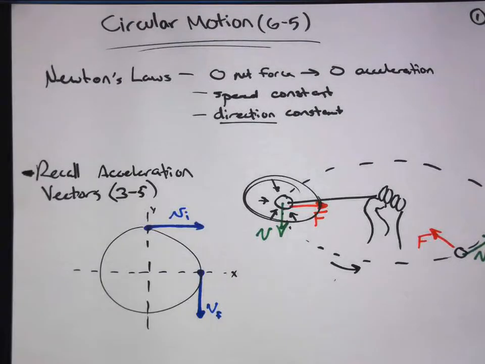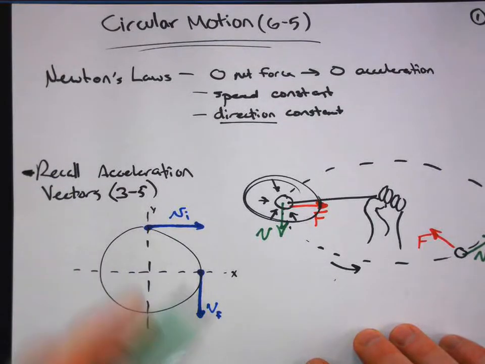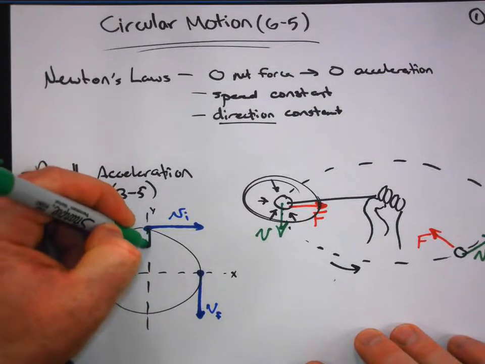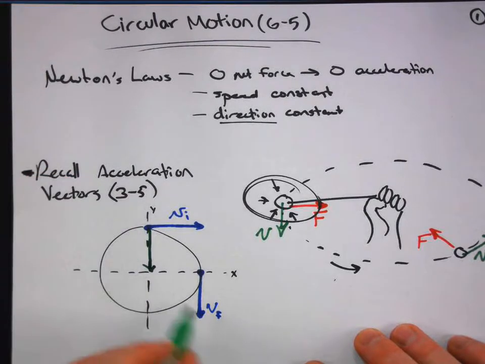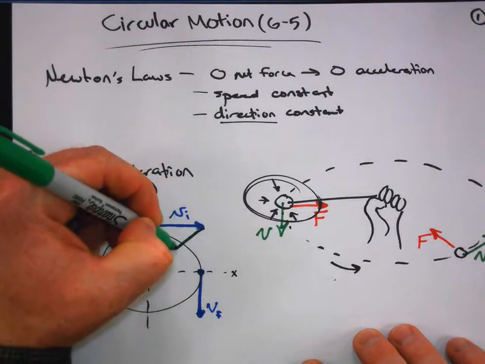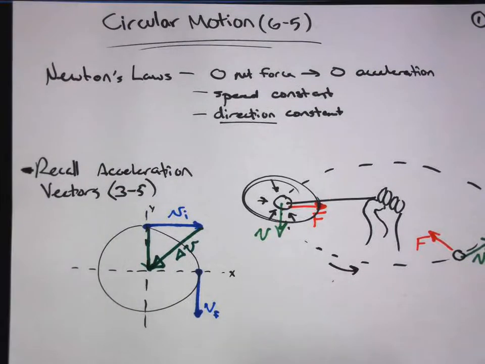So, if we can imagine, I'm going to switch up colors here. I'll go green just because. I'm going to imagine drawing or duplicating this vector here, and what I can see then is from initial to final is the change in velocity that this object has experienced. And notice, if I've drawn it carefully, this delta v, this change in velocity, is pointing toward the center of the circle.